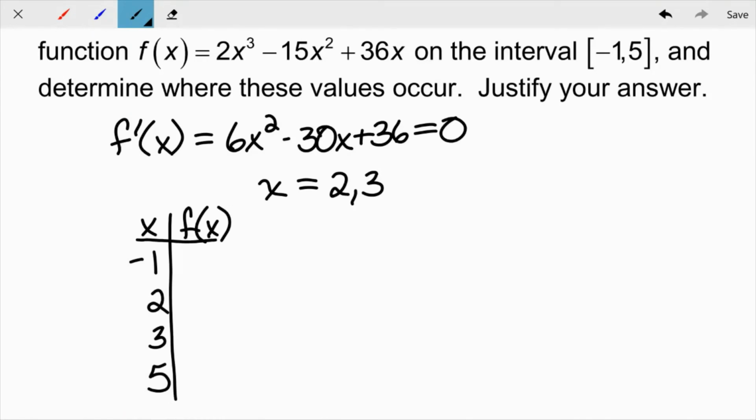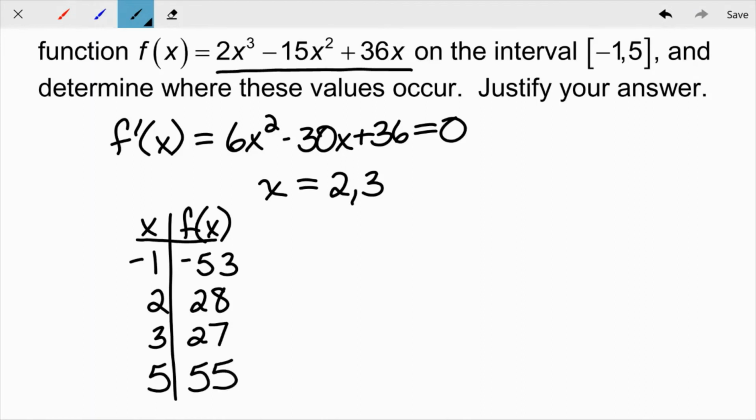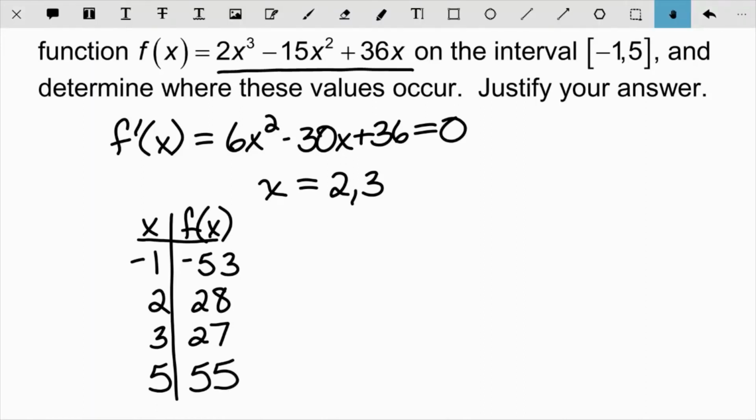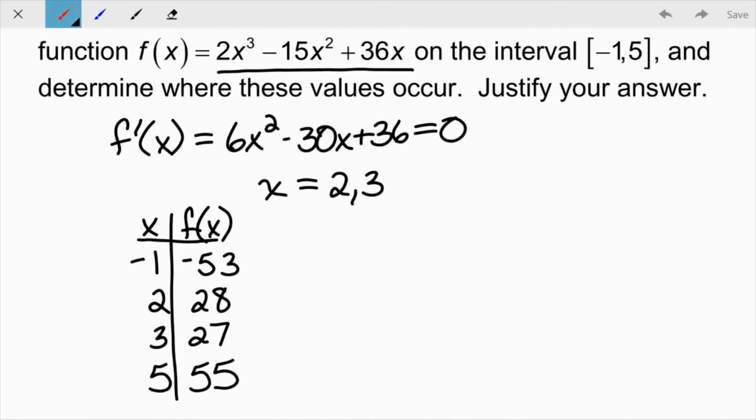And then I can just find those corresponding function values. Just go back up here to the original function, plug in those x values. And so for -1, you'd get -53. For 2, you get 28. For 3, you get 27. And then for 5, you would get 55. Now remember, these are the only points where the absolute max or the absolute min could occur. So it's pretty clear here. There's my absolute minimum, and here's my absolute maximum. And I can tell because the absolute maximum and the absolute minimum can't be anywhere else except for one of those 4 points. So now I can just write out my solution.